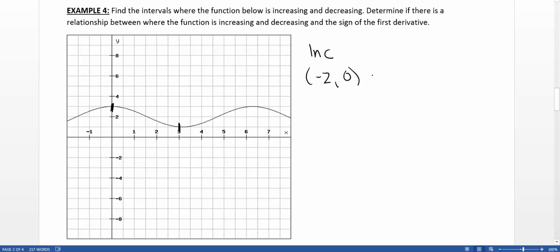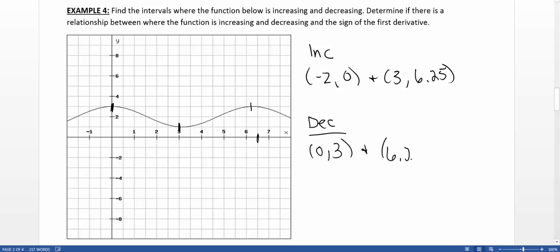And then it looks like again from 3 until about 6.25 approximately. Notice that 6.5 is here, so it's about halfway between 6 and 6.5. And then we're going to be decreasing when our y values are going in the downward direction. So that's going to happen from 0 until 3. And then again from 6.25 till about 8. It looks like the function is going to end around 8. So those are the intervals where we're increasing and decreasing.